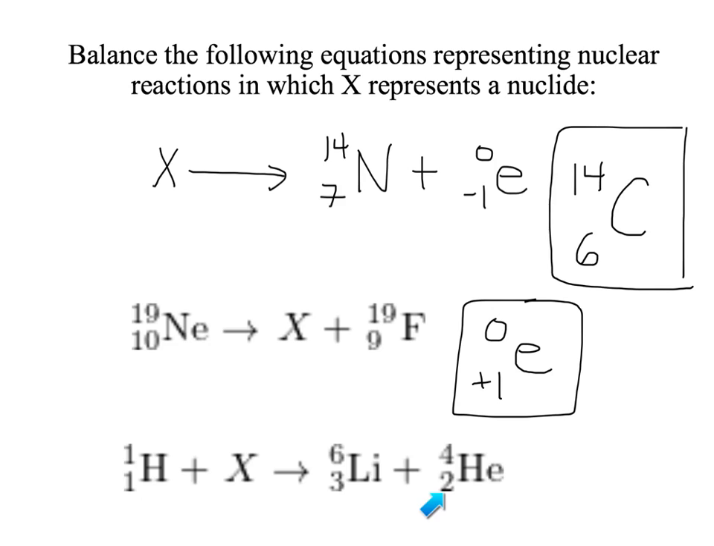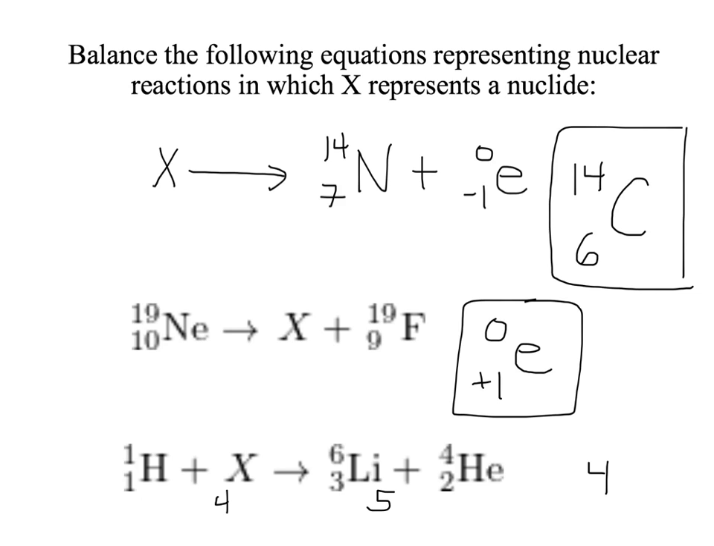So we've got a charge of 2 and 3 on the left, which adds up to 5. So we've got 5 on the left, and we have 1 here on the right. So 1 plus 4 has to add up to 5. So we know that our x has a charge of 4.